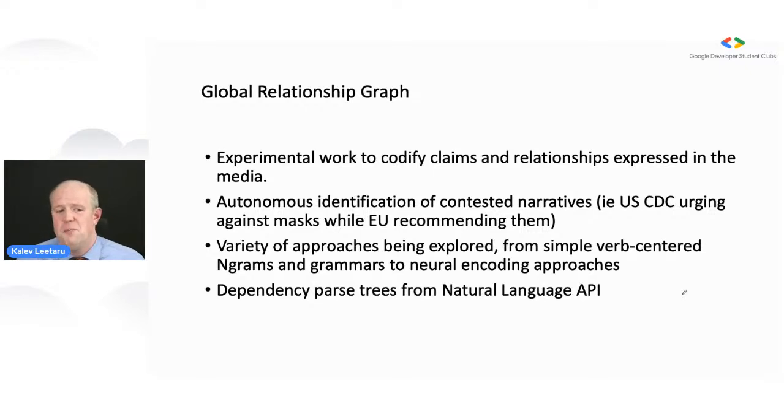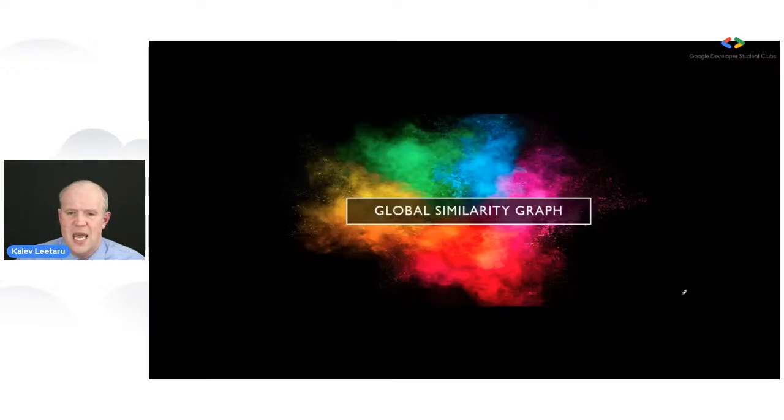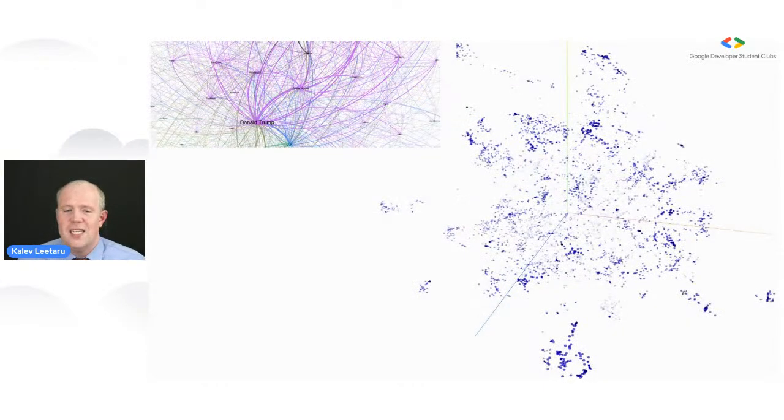We're actually, right now, we have something. We're using dependency parse trees from the Natural Language API. We also are doing n-grams around verbs there. So we have a whole set of data sets there. Obviously, embeddings are very important today. Everyone's talking about embeddings today.